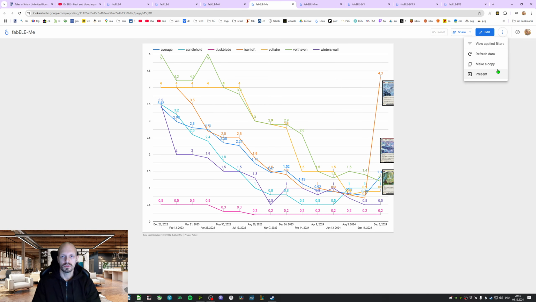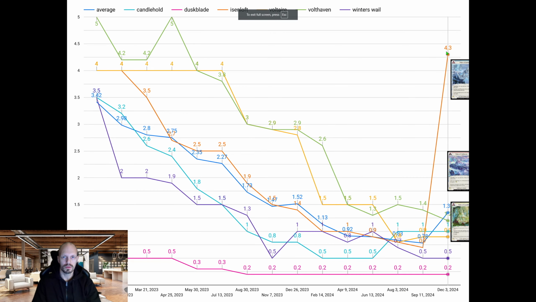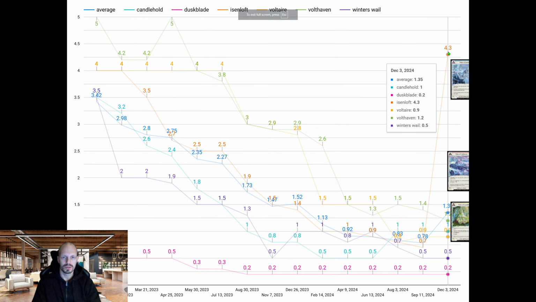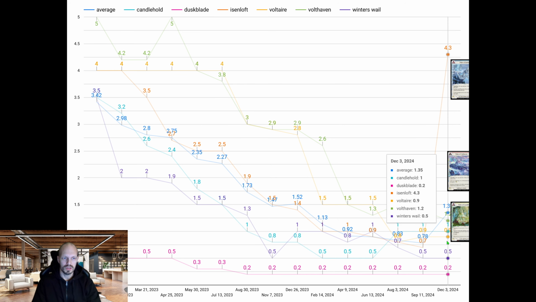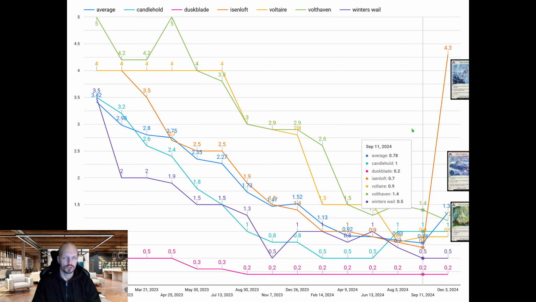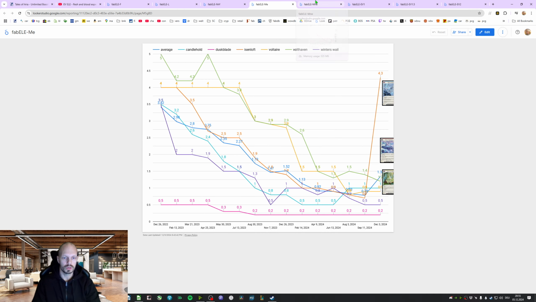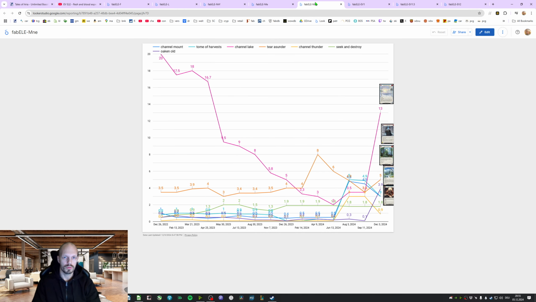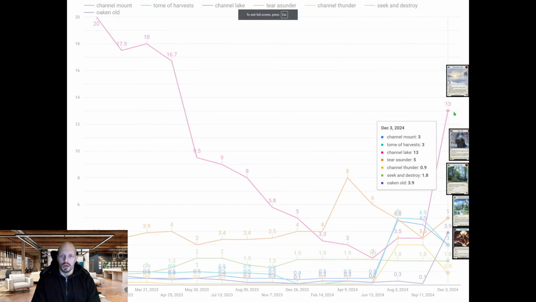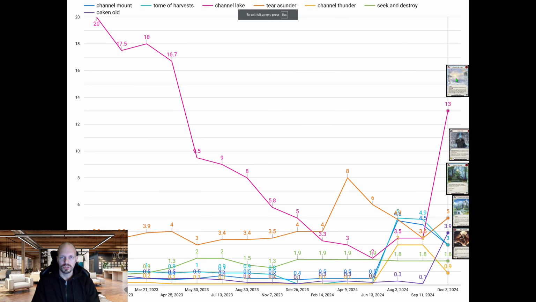So those two skyrocketed. Here's the non-foil versions, same thing. 430 for Pulse of Isenloft. And yeah, well, these are the short printed ones, the non-equipments and the three locations. All right, channel like frigid and non-foil is at 13. Oaken Old is at 5. This one also second place.